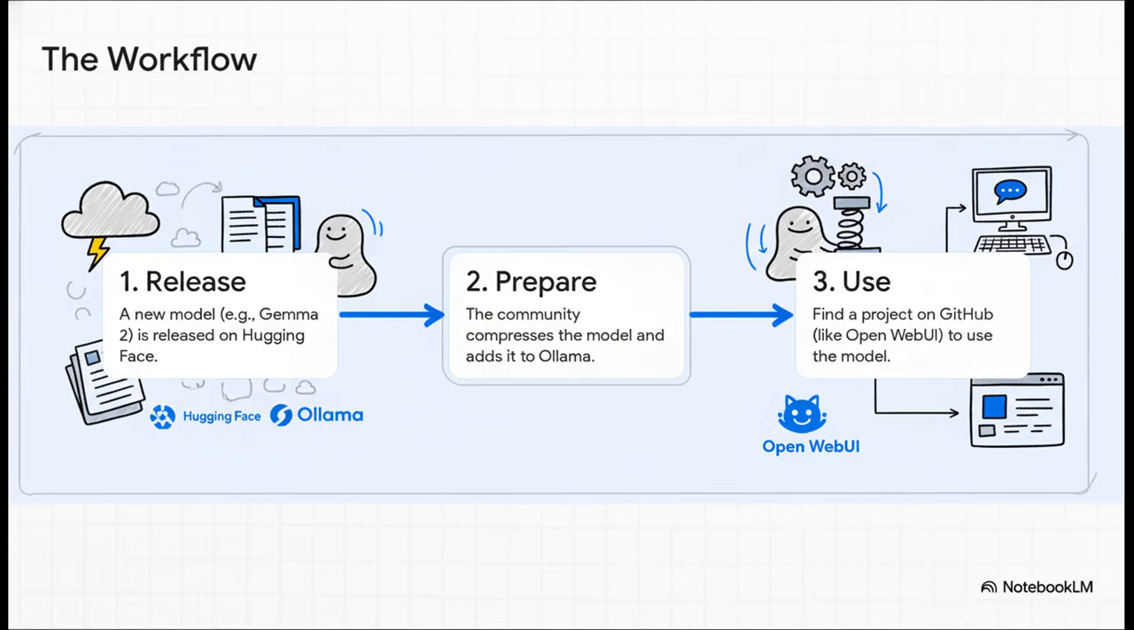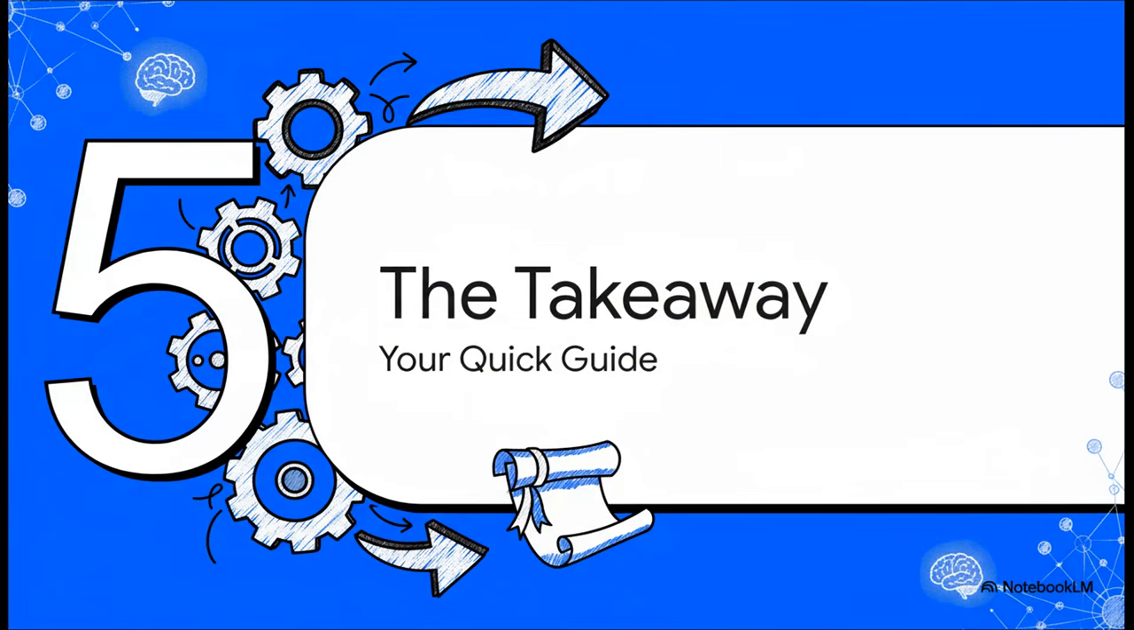And finally, step 3. That's you. You pop over to GitHub, find a cool project like Open WebUI that gives you a nice chat interface, and you connect it to the model that's now running on your machine. Just like that, from release to use in 3 steps. It's a pretty powerful combination, right?